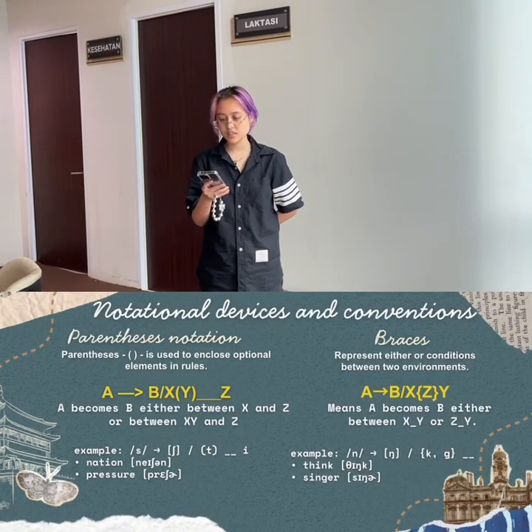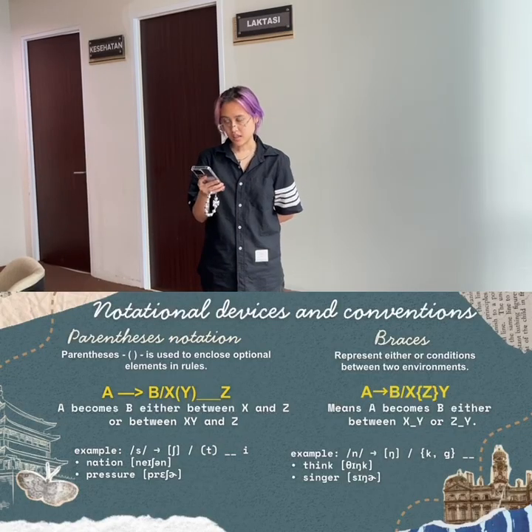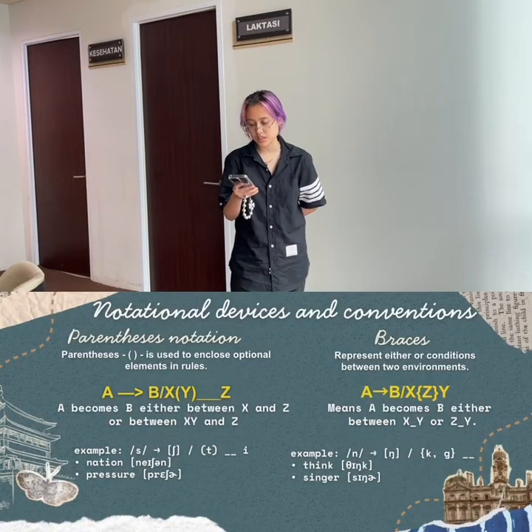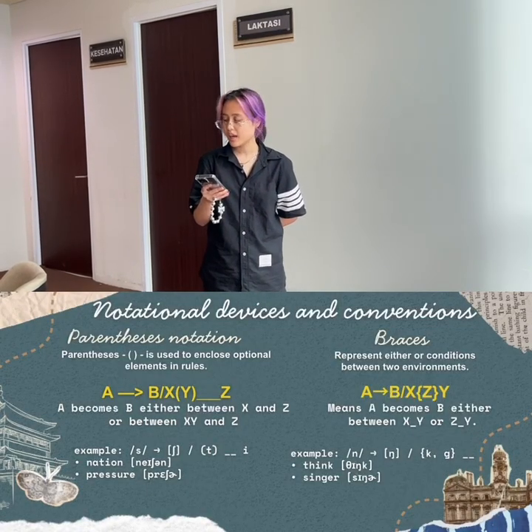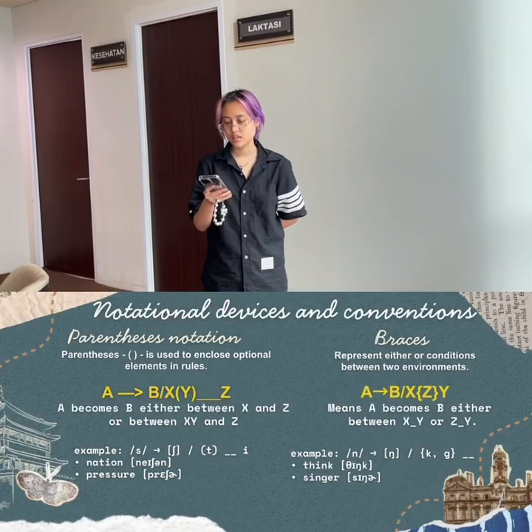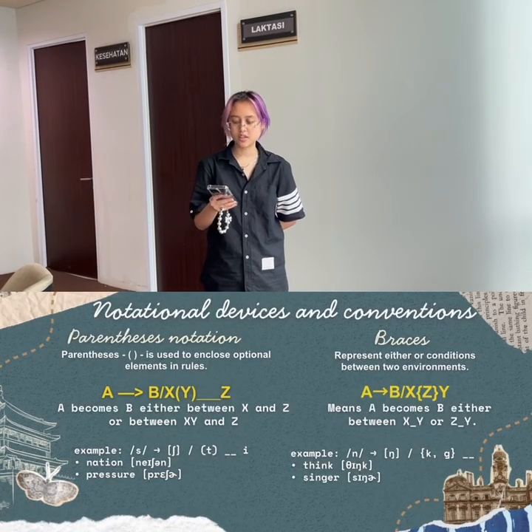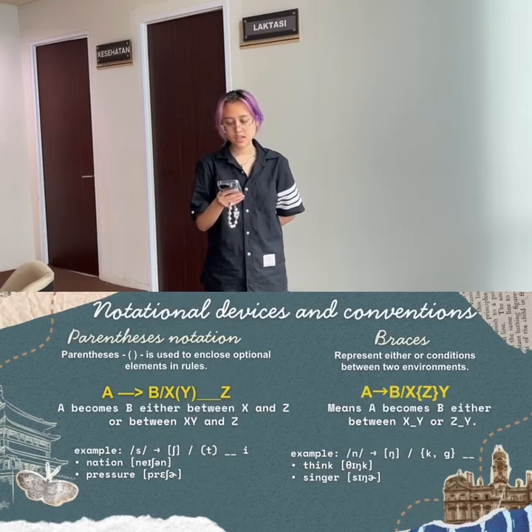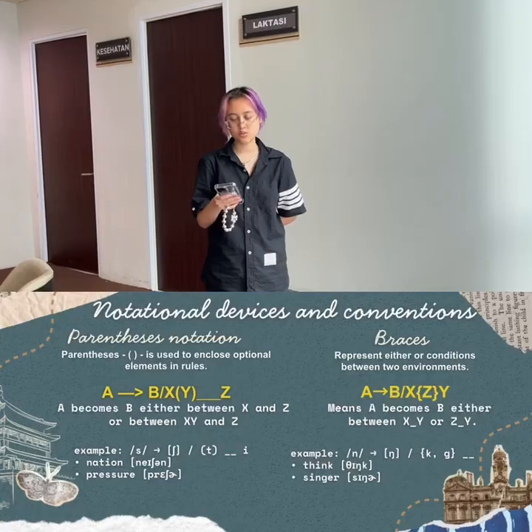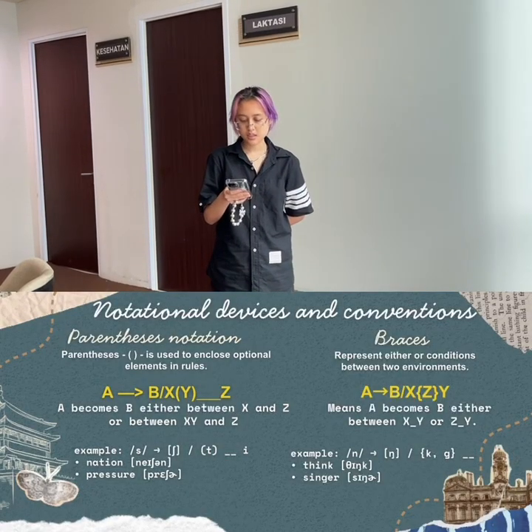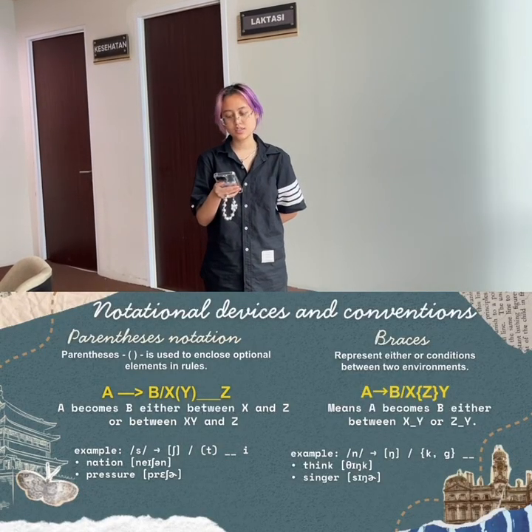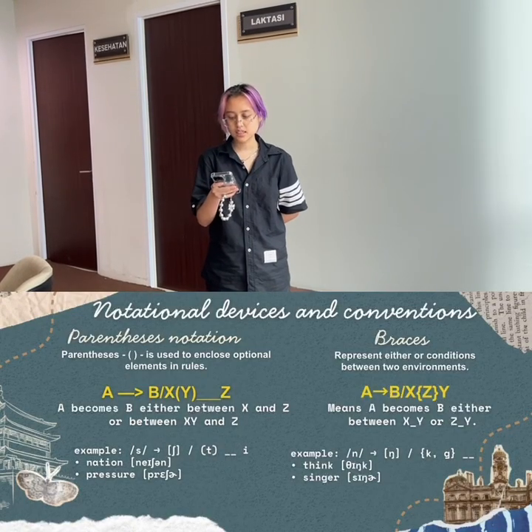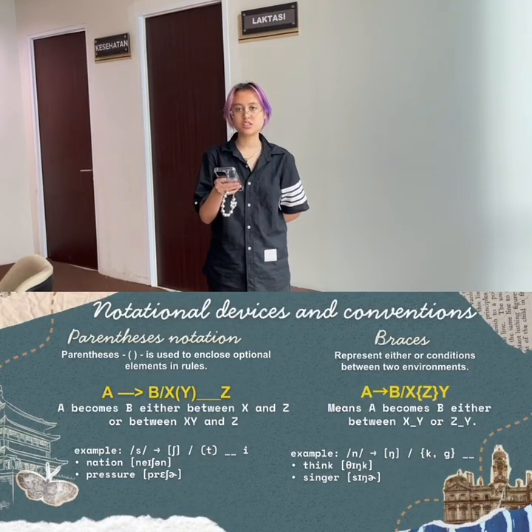So now let's talk about notation devices and conventions. First, parenthesis notation. These are used to enclose optional elements in phonological rules. For example, in this rule, A to B, X, (Y), underscore Z, it means A becomes B either between X and Z or between X, Y, and Z. So the element inside the parenthesis, which is Y, is optional. You can see an example: S becomes sh when it occurs before the sound E, as in nation, enunciation, and pressure.